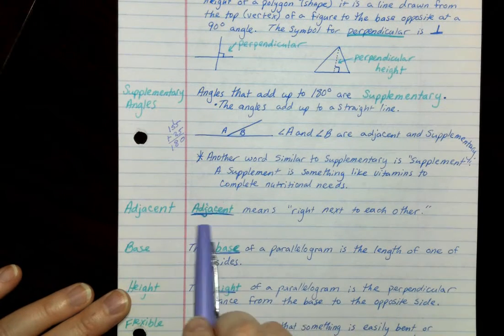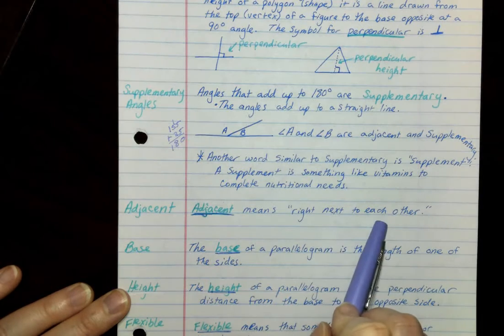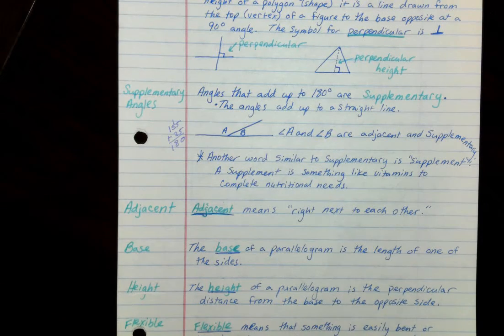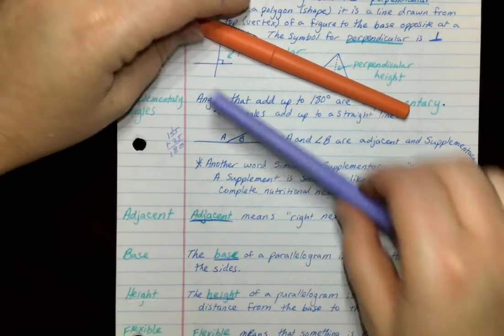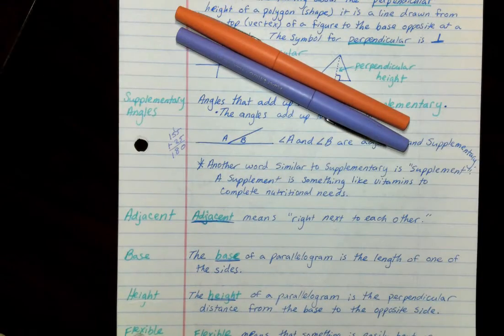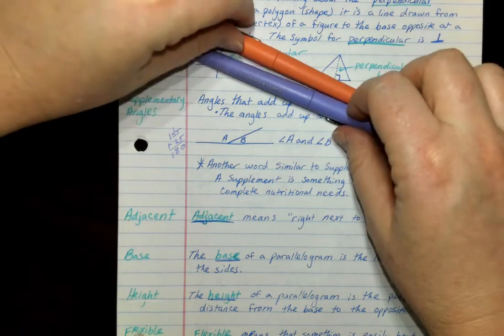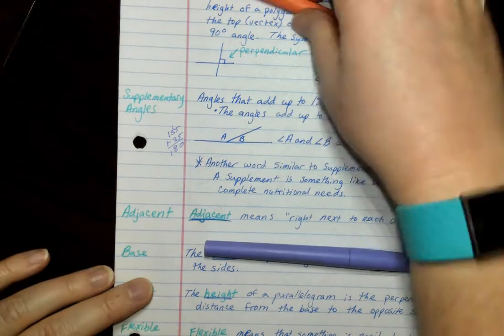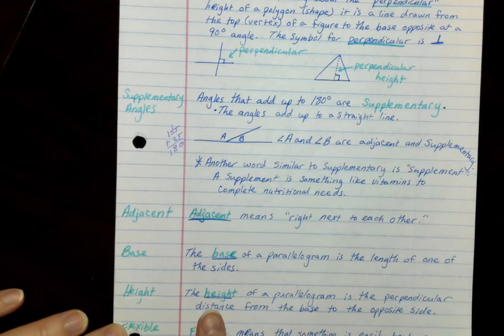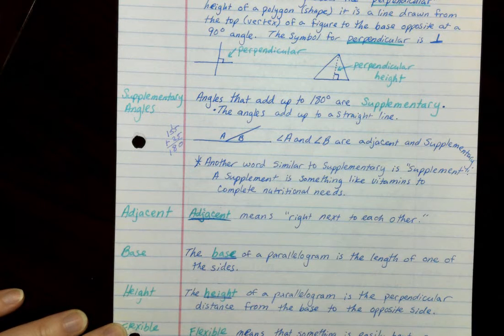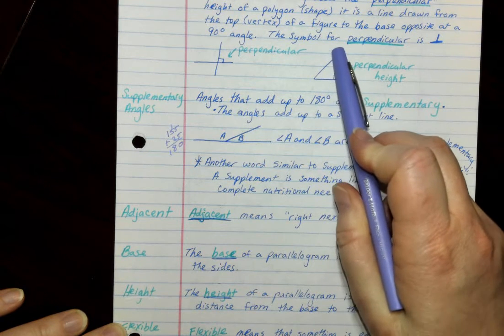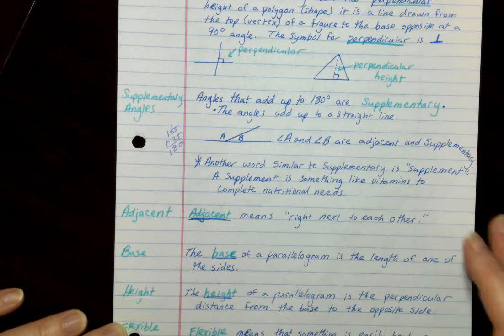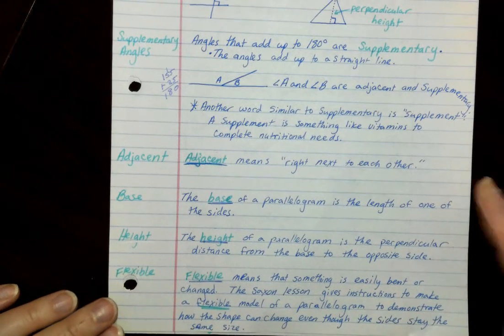Adjacent. Adjacent just means right next to each other. So these two pens, they are not adjacent. These two pens are now adjacent. Adjacent, not adjacent. Height. The height of a parallelogram is the perpendicular distance from the base to the opposite side. So my base, perpendicular, distance to the opposite side is my height.